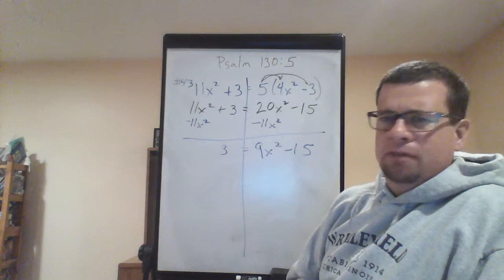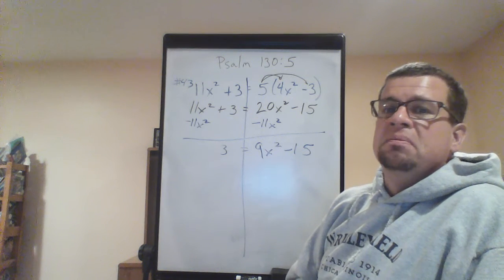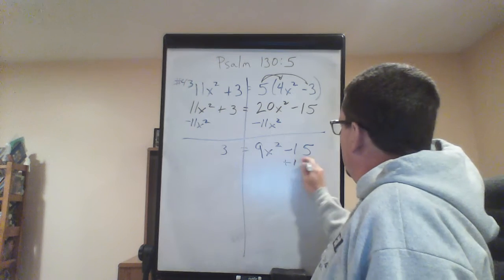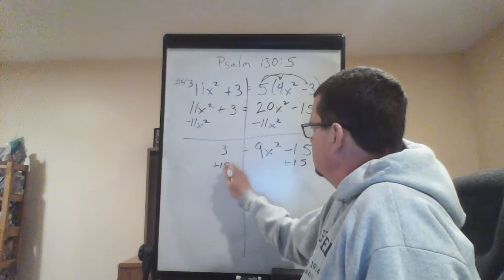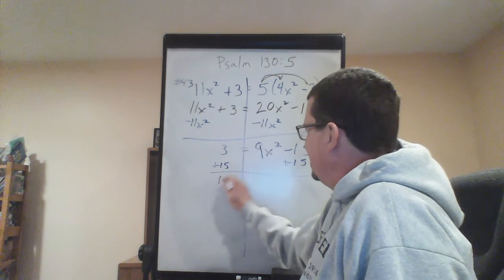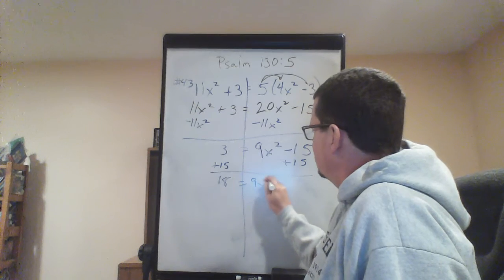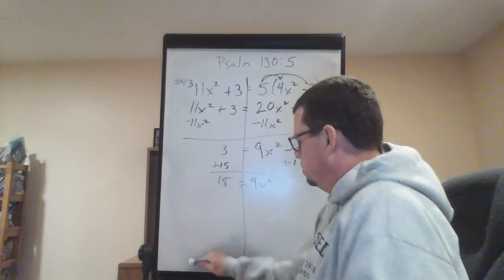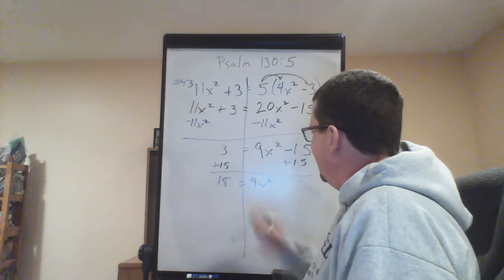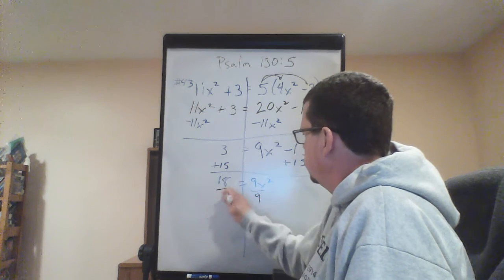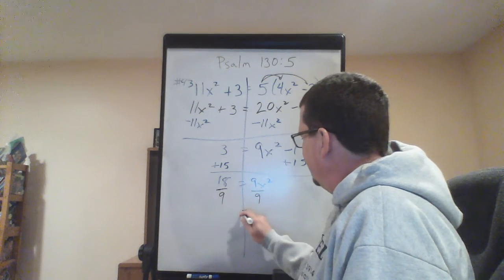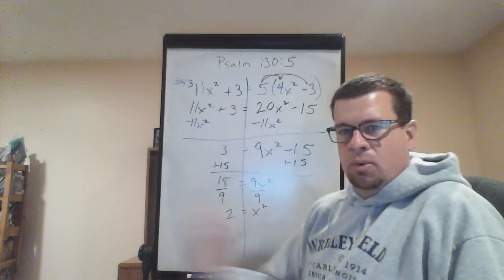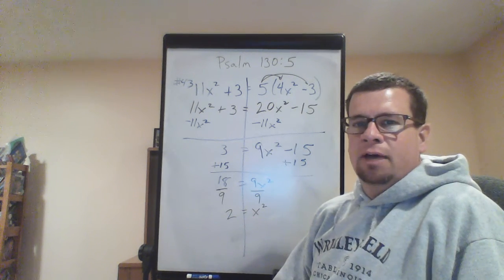And again, this looks just a little bit different, but we've seen this before. It's a two-step equation. All right, so let's solve it like a two-step equation. So I add 15 to both sides. I get 18 equals 9x squared. And then I'm going to divide by 9 on each side. And I get 2 equals x squared, or x squared equals 2 if I read that from right to left.